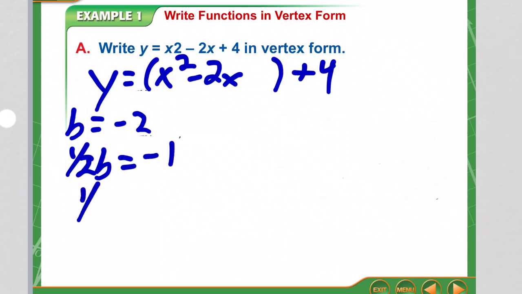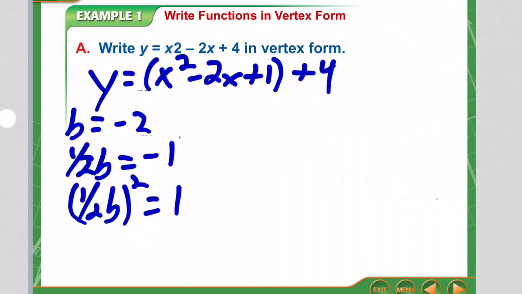and then you're going to square that. So half your b, and you're going to square whatever that number is. So negative 1 squared is a positive 1. That's going to be what you put in this blank. And then you can't just add in a number and expect it to not change the equation. So since we added a 1 in, I'm also going to subtract a 1 from the outside.